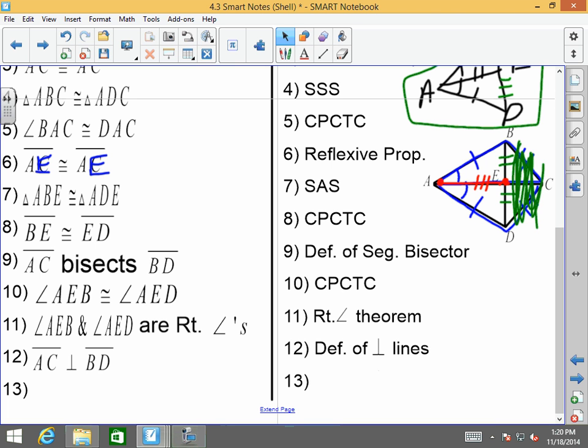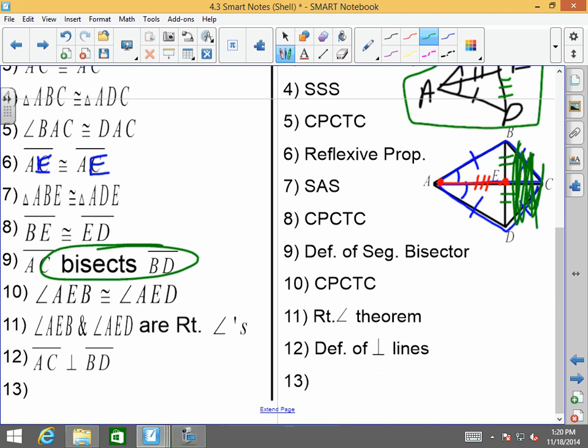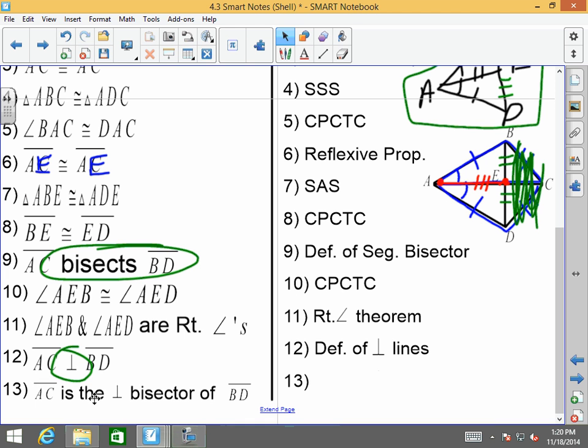And now I have proven that AC bisects BD and that AC is perpendicular to BD. So now I can prove that AC is the perpendicular bisector of BD because of definition of perpendicular bisector. Now that's a proof. Now, please, any questions you want, even if I have to erase it and do it again.